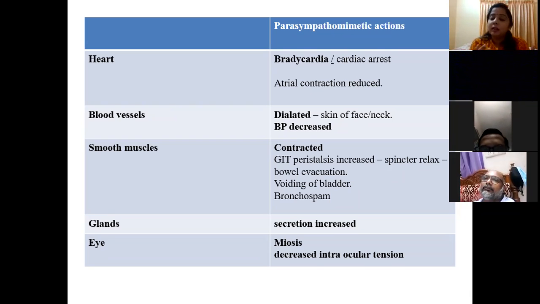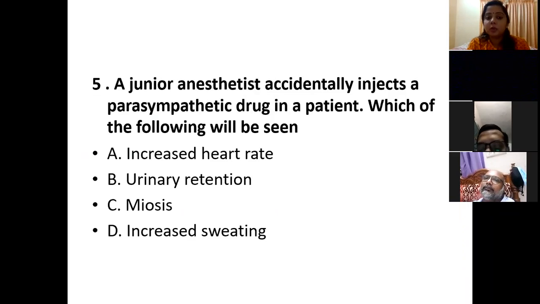Eye: rest and digest. Rest means just close the eyes, meiosis. Meiosis means contraction of the pupil. Sitting relaxed, the eye undergoes meiosis. These are the actions of parasympathetic, along with decreased intraocular tension.